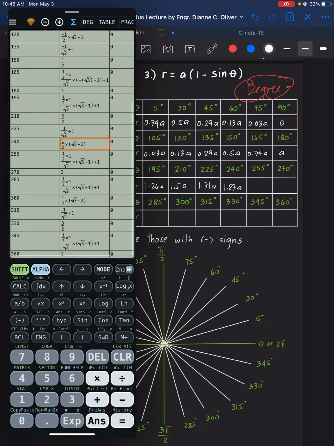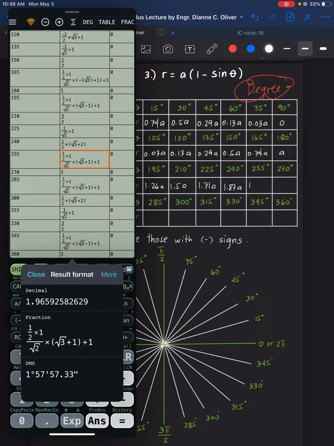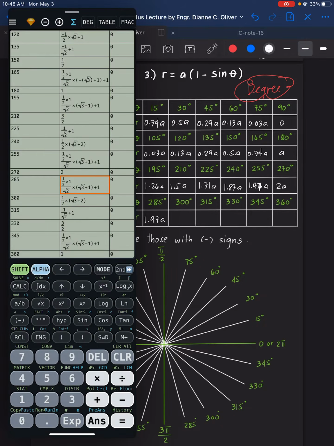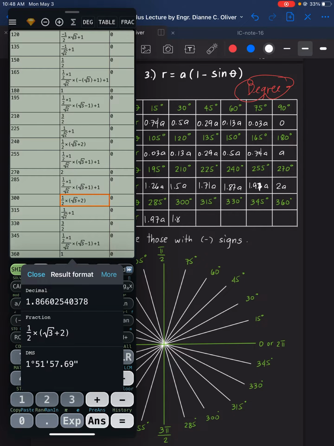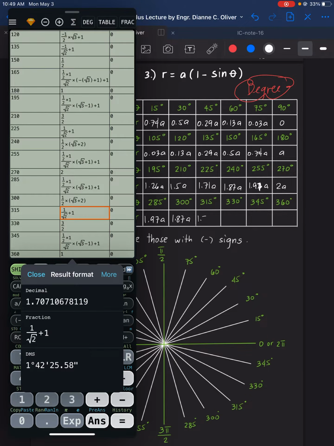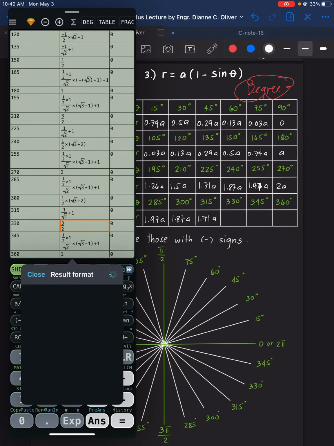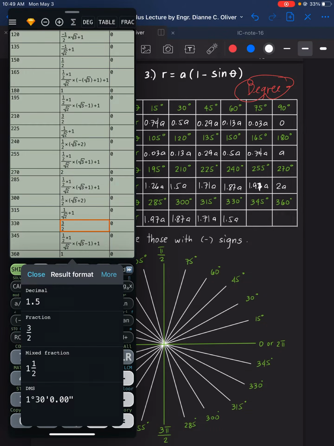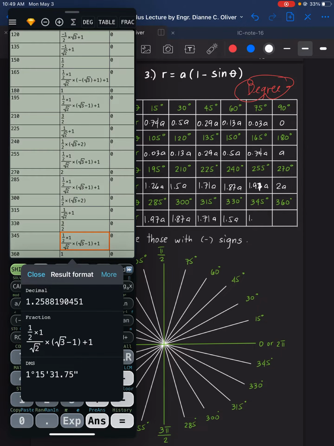Let's go to 255, 1.96A. 270 is 2A. 285 is 1.97A. Or it should be 1.97. 300 is 1.87A. 315 is 1.71A. 330 is 1.5A. 345 is 1.26A. Then 360 is A.